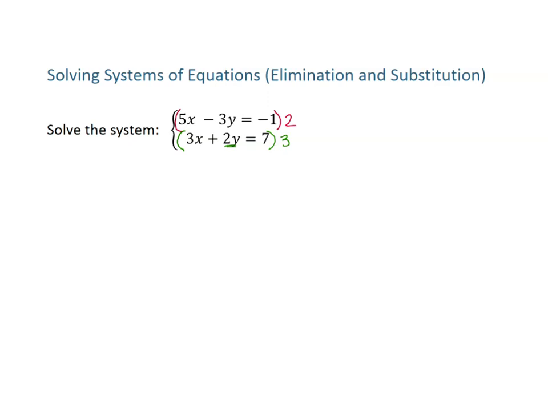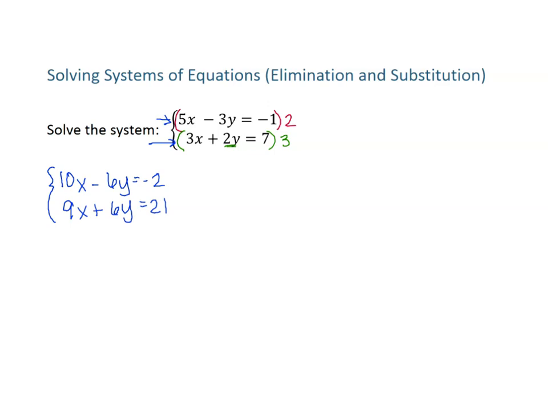So that's what I'm going to do. I'm going to multiply each of my equations, but I can't just multiply that one term. I have to multiply the entire equation. So that means my new system is going to be, I'm going to multiply everything here by 2. 10x minus 6y equals negative 2. Now for the second equation, I'm going to multiply everything here by 3. 9x plus 6y equals 21.